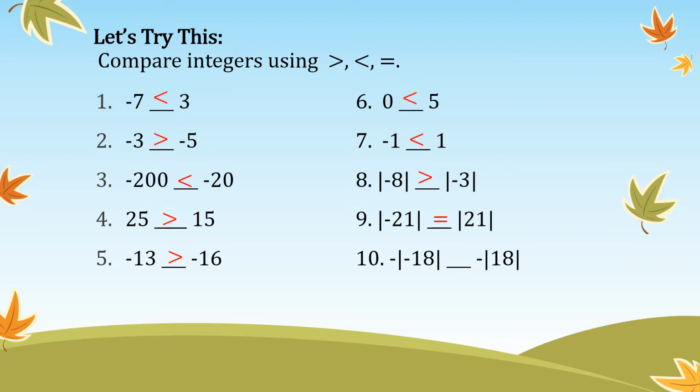Ninth example. The absolute value of negative 21 is equal to the absolute value of 21 because the absolute value of negative 21 is 21. And also, the absolute value of 21 is also 21. That's why it is equal. Last example, the negative of the absolute value of negative 18 is no other than negative 18, while the negative of the absolute value of 18 is also negative 18. That's why they're equal.